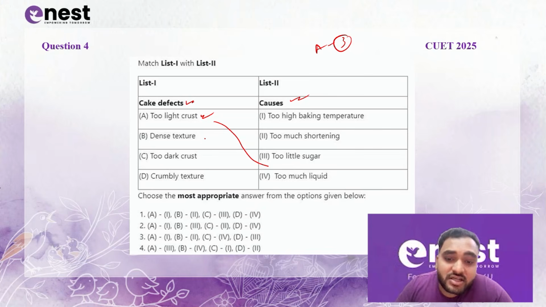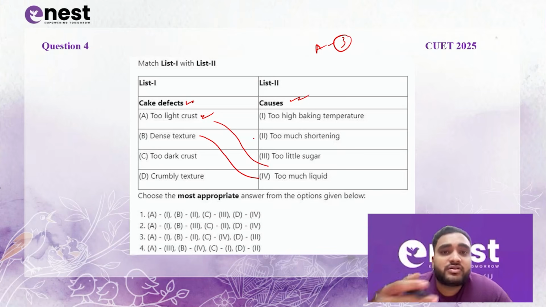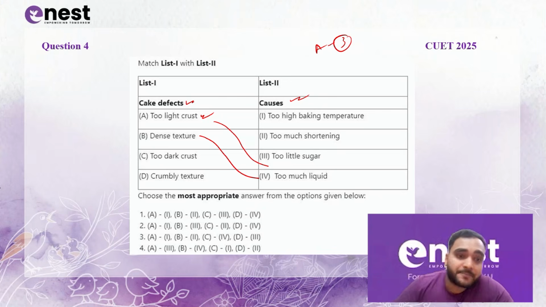If you have too dense texture, it is because of too much liquid, because the leavening agent which you have kept in the cake is not able to promote the leavening of the cake, and that makes the cake very dense, and it is because there is too much liquid in the cake.